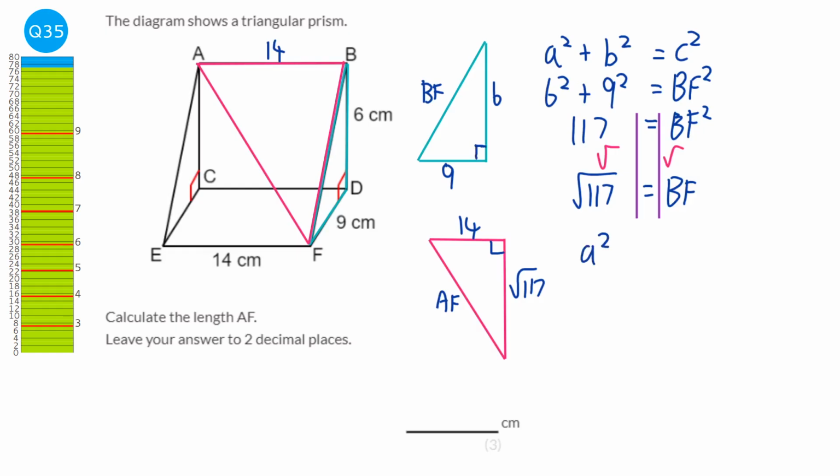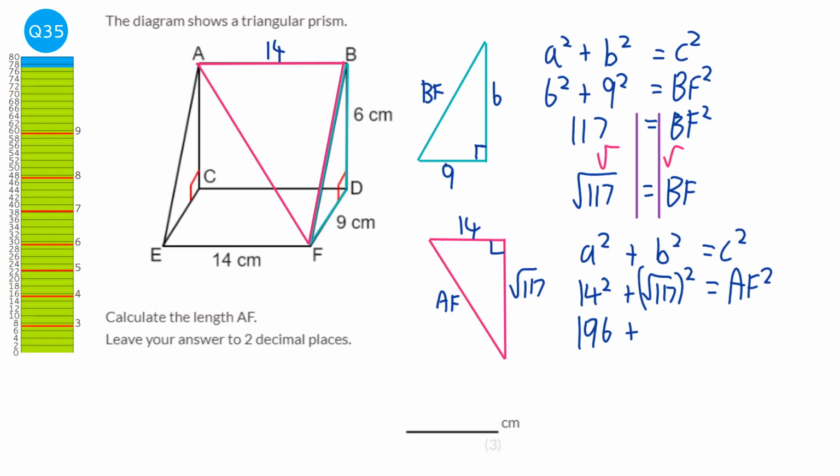Okay, so we're going to use our a squared plus b squared equals c squared. And that's 14 squared plus square root of 117 squared equals AF squared. So 14 squared is going to be 196. Now root 117 squared is just going to get rid of the square root, so it's just going to be 117. And when you add them together you get 313.